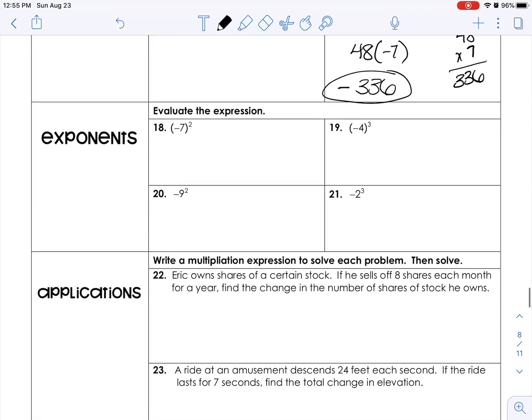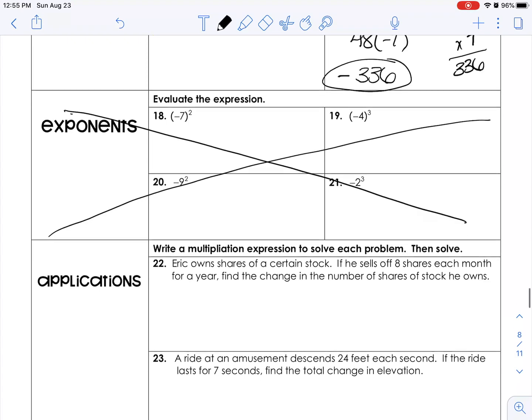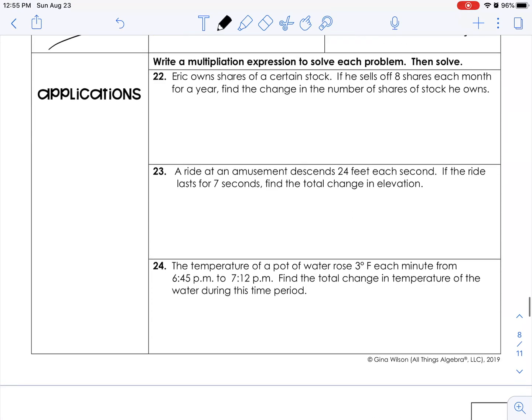We're going to go ahead and skip the exponent section for now. We talk about exponents a little bit later in the year. So we'll come back to looking at exponents with negatives later.